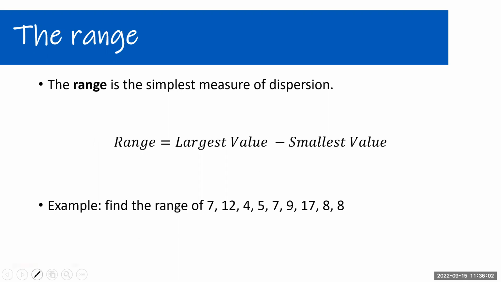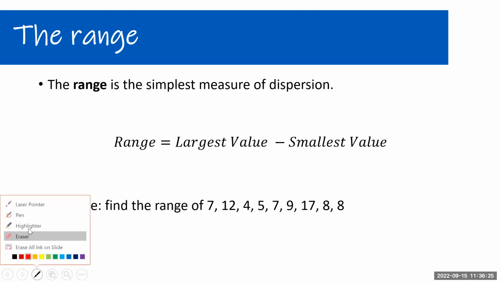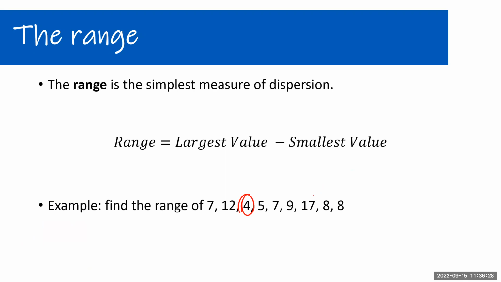So for example here, we want to find the range of the numbers 7, 12, 4, 5, 7, 9, 17, 8, and 8. All we need to do to find the range is to find the smallest value and find the largest value. So here, our smallest value is going to be 4, and our largest value is going to be 17. So to get our range, it's just going to be the largest minus the smallest, which is 17 minus 4, which is going to give us 13.